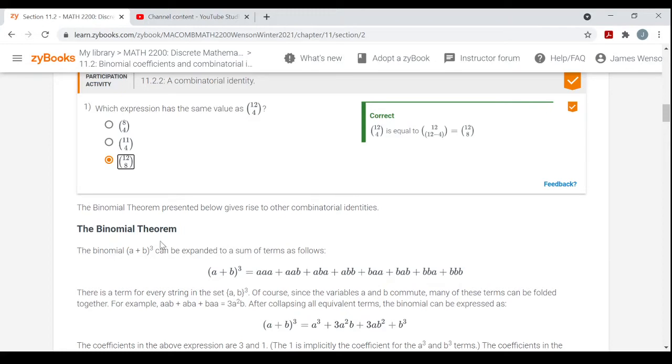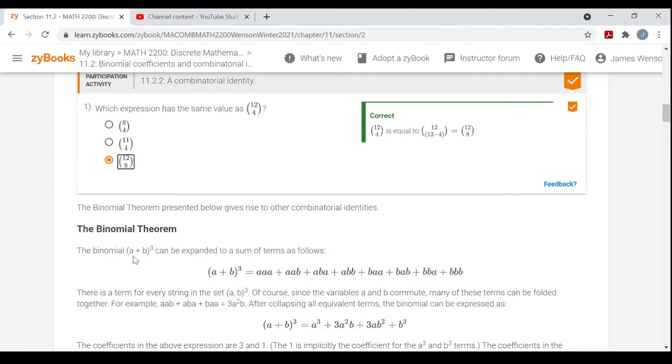Okay. Furthermore topics. The binomial theorem presented below gives rise to other combinatorial identities. Alright, so the binomial theorem. Now you may have seen this before in some pre-calculus or algebra class. You may not have. I know some schools, it's not particularly a topic covered in an algebra 2 or a pre-calculus course.